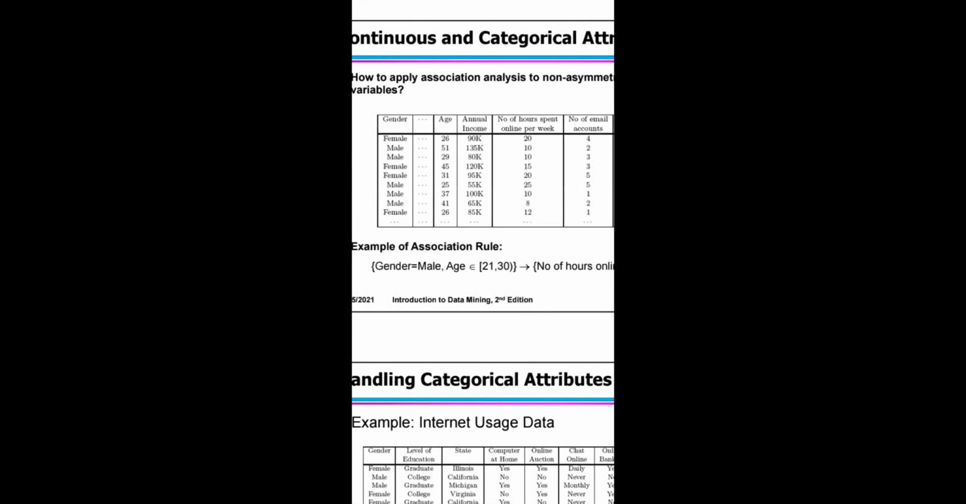Using association analysis, we may uncover interesting information about the characteristics of internet users, such as: shop online equals yes implies privacy concerns equals yes. This rule suggests that most internet users who shop online are also concerned about their personal privacy. The people who do shopping online need security, that is, privacy concerns.